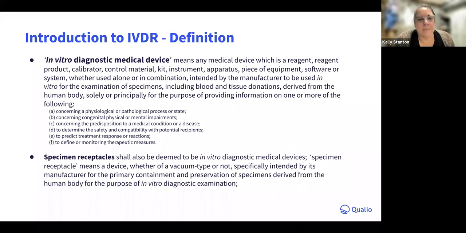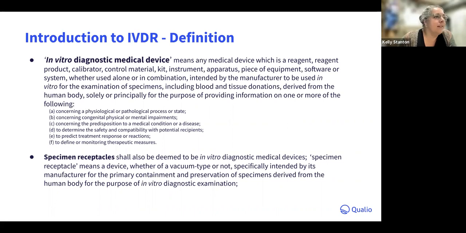So, introduction. An in vitro diagnostic medical device means any medical device, which is a reagent product, calibrator, control material, kit, instrument, apparatus, piece of equipment, software, or system, whether used alone or in combination, intended by the manufacturer to be used in vitro for the examination of specimens, including blood, tissue donations, et cetera, and supporting diagnosis as given by medical professionals. Some receptacles are also considered part of the devices. Those can be vacuum type or not, specifically intended by its manufacturer for primary containment and preservation of specimens derived from the human body for the purpose of in vitro diagnostic examination.